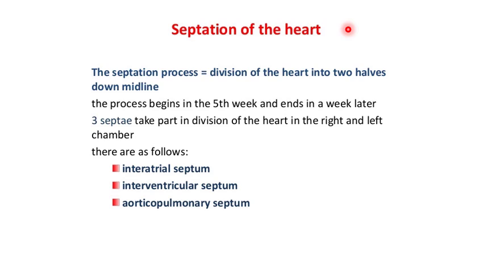And the formation of the interventricular septum will be dividing the primitive ventricle into the right ventricle and the left ventricle. And the formation of the aorticopulmonary septum will be dividing the bulbous cordis into two tubes, that is the pulmonary trunk and the aorta, connecting to right and left sides of the heart.